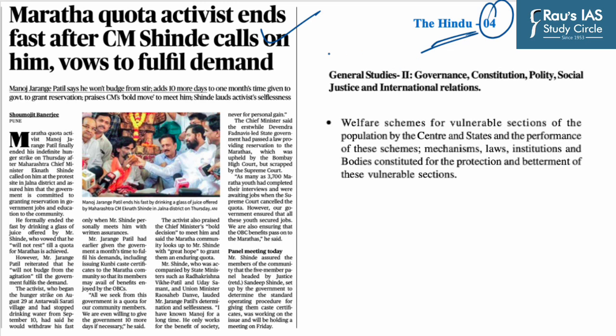Now, our next discussion is based on this article which appeared on page number 4 in The Hindu newspaper. The context of this article is that Maratha quota activist Manoj Jarange Patil finally ended his indefinite hunger strike after Maharashtra CM Eknath Shinde called on him at the protest site in Jalna district and assured him that the government is committed to granting reservation in government jobs and education to the community. The syllabus of GS Paper 2 clearly expects us to have a clear understanding of different aspects related to reservation.